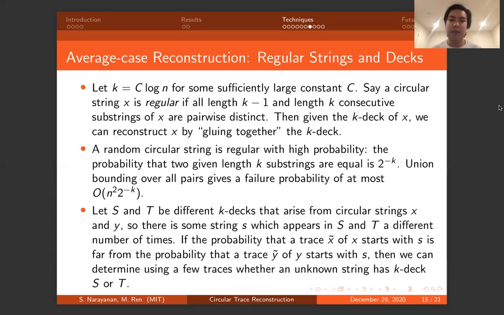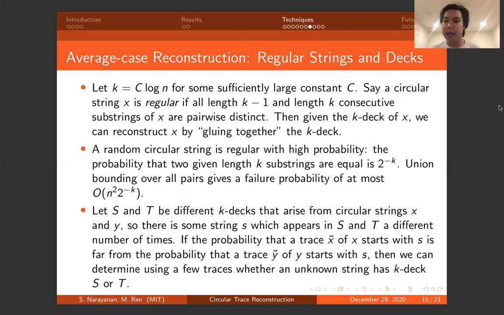So now, as mentioned before, we want to distinguish between whether our traces are coming from a string with k-decks s or a string with k-decks t. So let's say those x and y are strings with k-decks s and t. What we're going to do is take some string s of length k that appears in s and t a different number of times. In other words, s appears contiguously in x and y a different number of times.